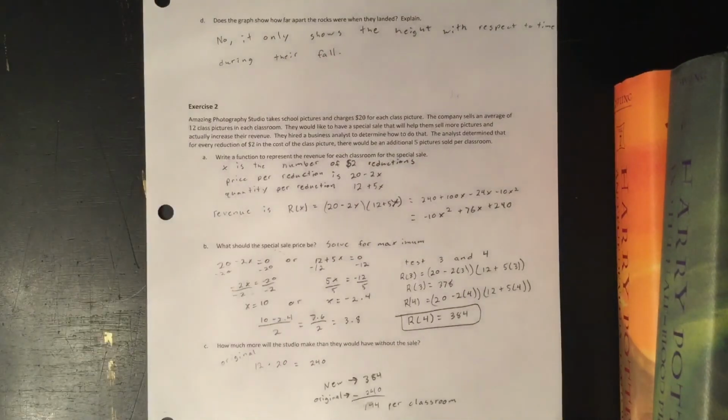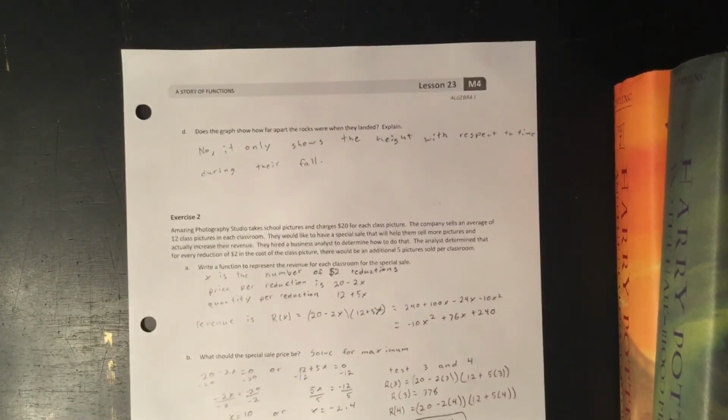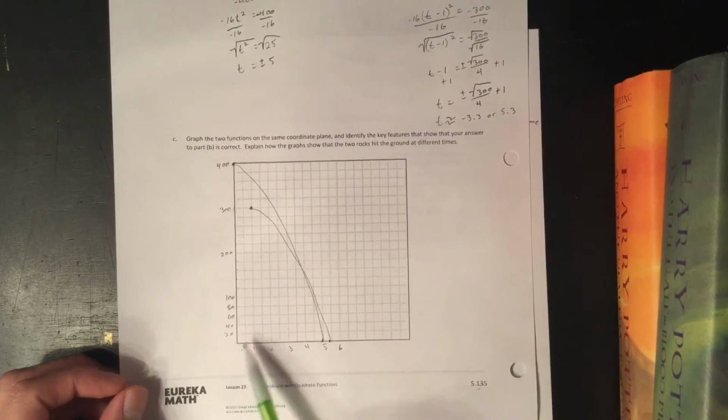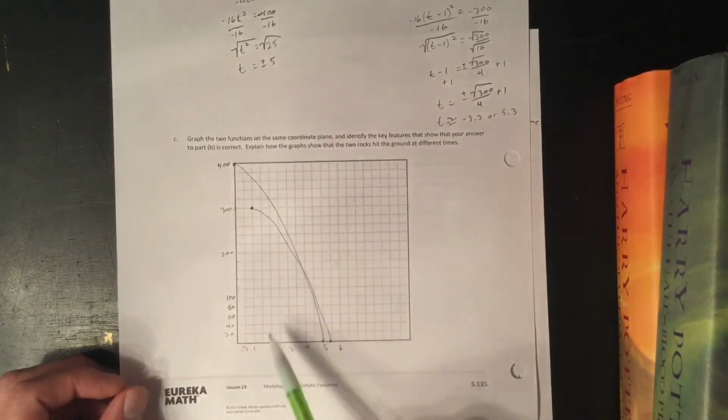Okay, and the final one, D, does the graph show how far apart the rocks were when they landed? No, it doesn't. When we're looking at this, it's only showing us the vertical height compared to time. It doesn't say anything about the horizontal distance that it travels away. So that's just something you have to keep in mind. Yes, this graph looks like it's traveling horizontally, but all we're doing is measuring the height at a given time.